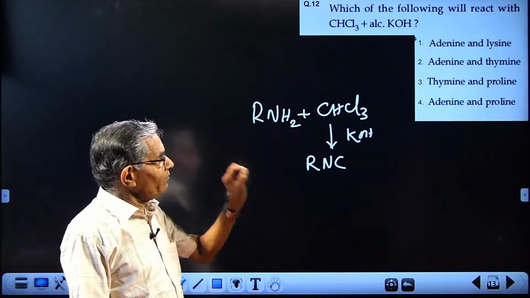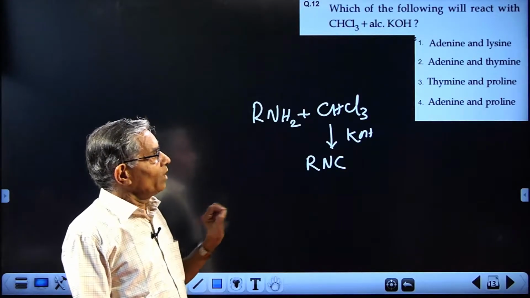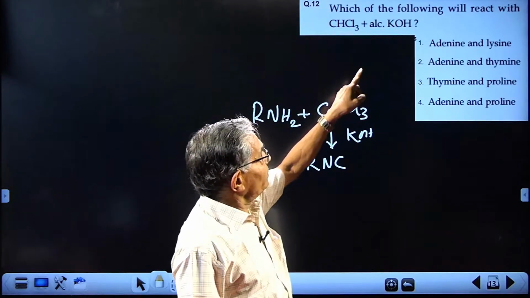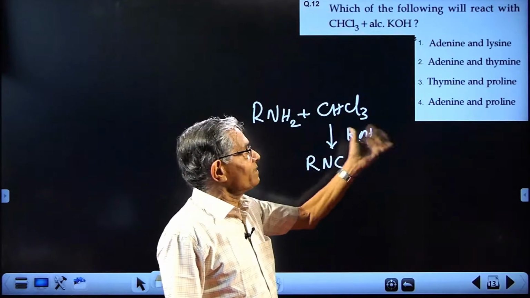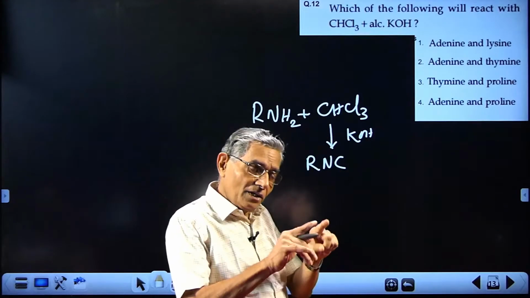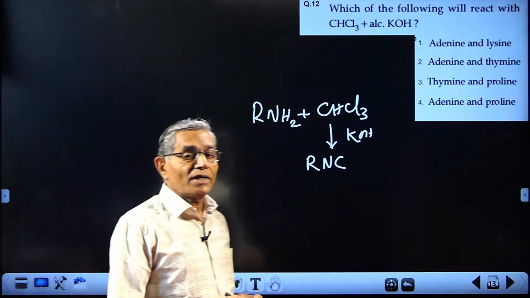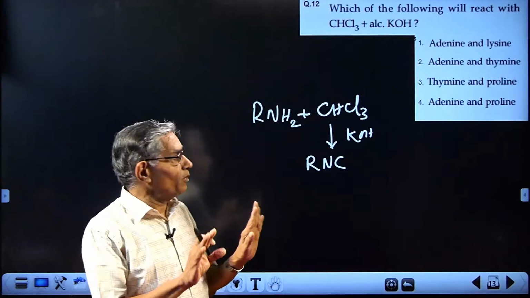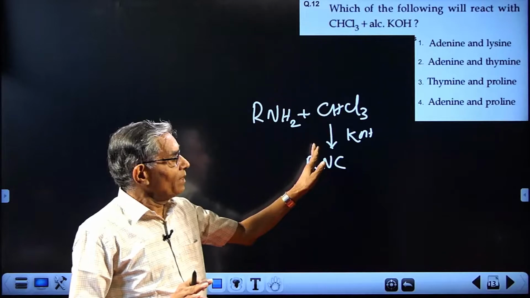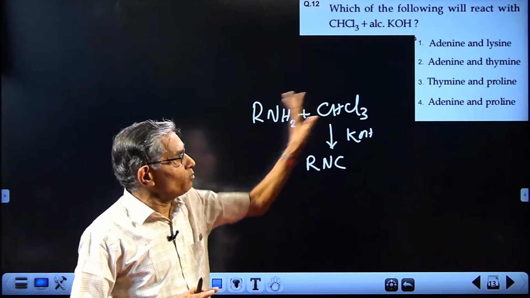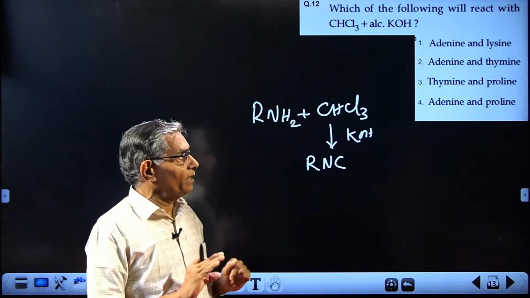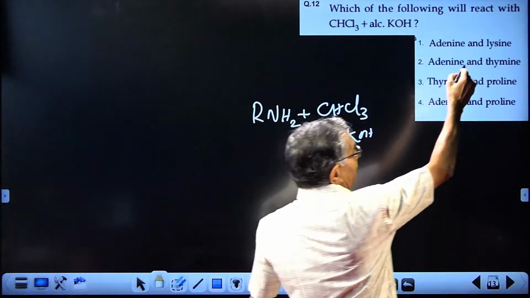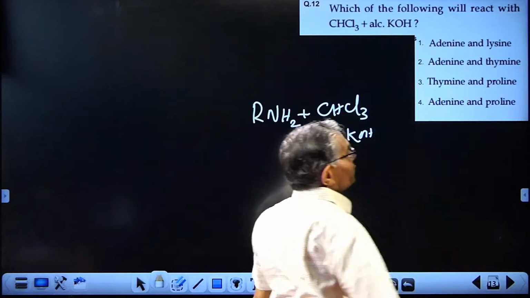So effectively the question is, which will react with it, that means which will give the carbylamine test. Which will give the carbylamine test means which will contain a primary amino group. That's all. A secondary amine will not answer this test. So effectively the question is, which pair contains molecules that both have a primary amino group. The answer is adenine and lysine.